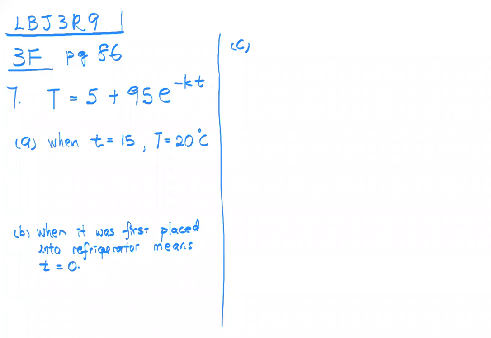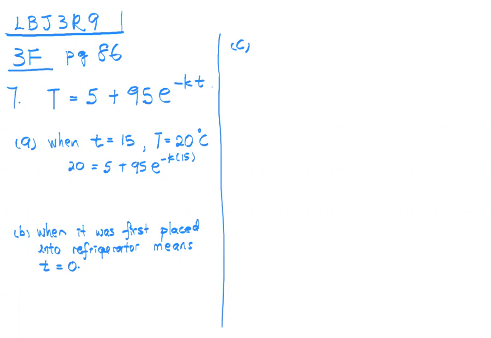So the first part of the question A, they give you a situation. They say after 15 minutes, the temperature is 20 degrees Celsius. So what we do is we put into the equation. I replace the T with 20, and I replace the time with 15. Then you start to calculate for K. Correct? So the rest of the calculation, I will leave it to you.